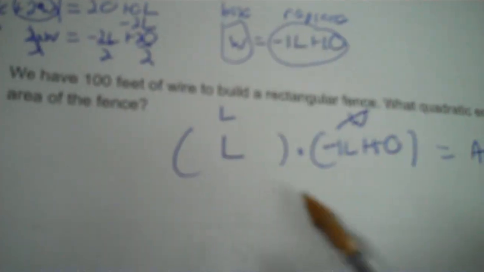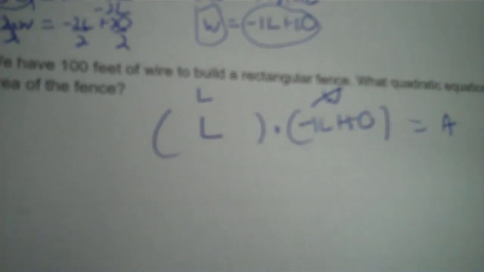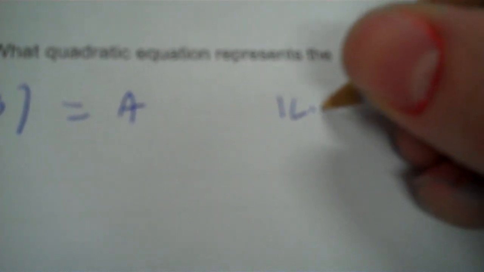Now in this one, you just drop the L straight down. Now you have the same variable in each parentheses. That's the whole point. Now you multiply it. You take 1L times negative 1L, and then 1L times 50.